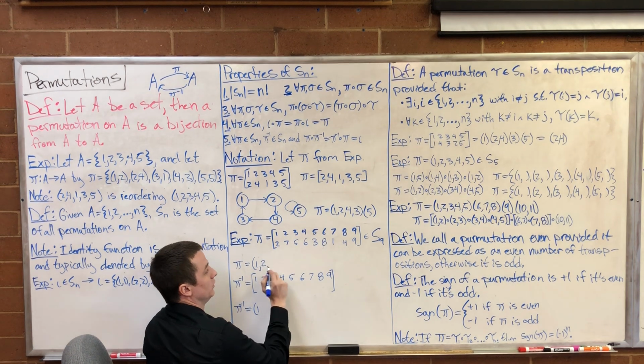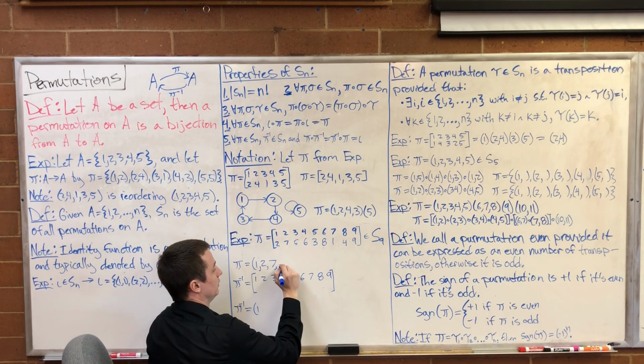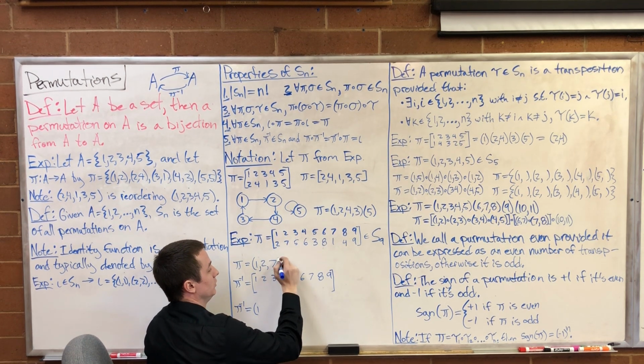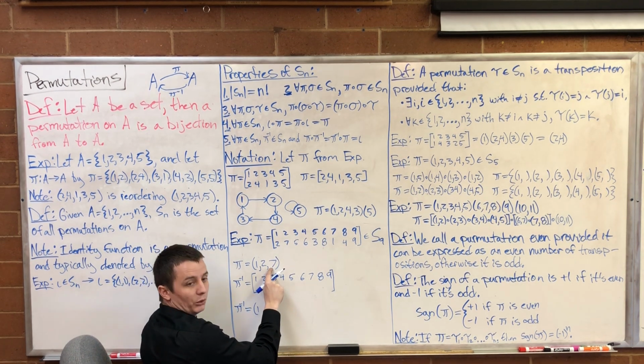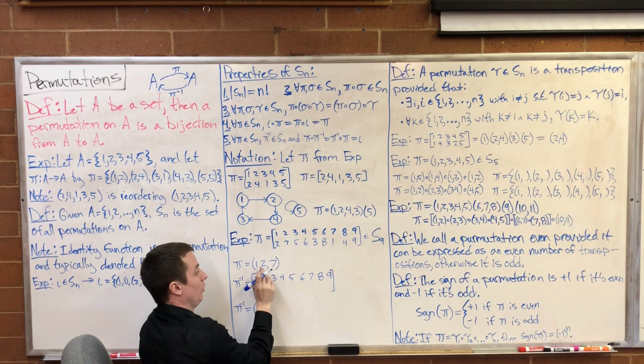What does 2 go to? It goes to 7. What does 7 go to? Back to 1. Okay, so we're done with our cycle. Well, no, you have another set of parentheses. Right, but we're done with this cycle. So 1 goes to 2, goes to 7, goes to 1, goes to 2, goes to 7, that's a cycle.